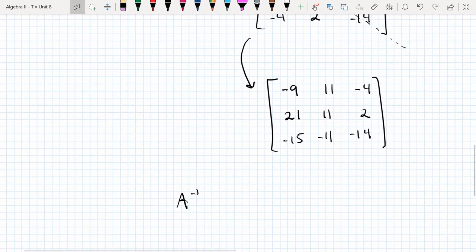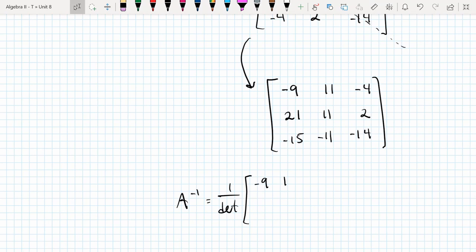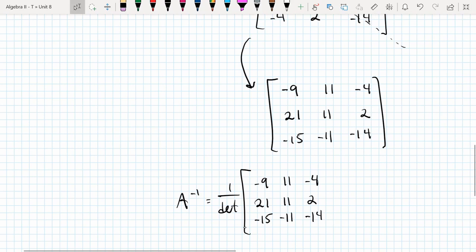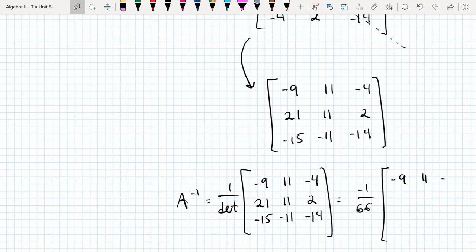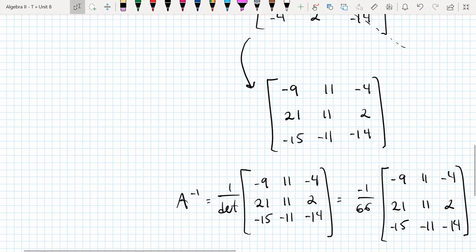The inverse is defined as 1 over the determinant of A times this. Okay, so let's plug in the determinant, which we used our calculator to find. So instead of 1 over the determinant, it's -1 over 66, -9, 11, -4, 21, 11, 2, -15, -11, -14. Okay, we are almost done, I promise.